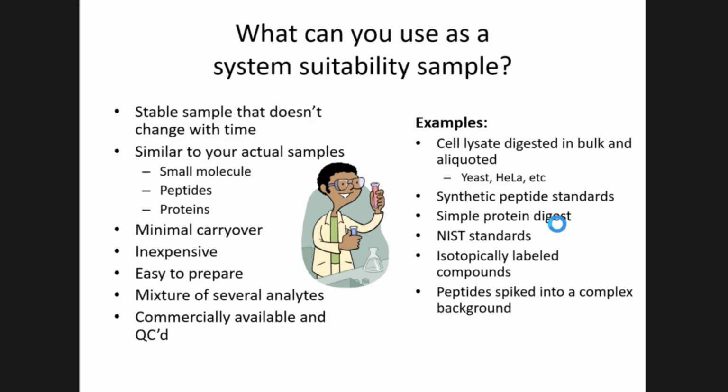Promega, Sigma, and Pierce have all spent a lot of time looking at potential standards that you can use. Some of them are expensive. To be honest, it's quite worth the investment, because a couple hundred dollars on a standard that lasts you six months is way better than running six months' worth of data and not having anything to show for it at the end because your system wasn't performing properly. Some examples are cell lysate digests, digested in bulk and aliquoted and frozen until use.